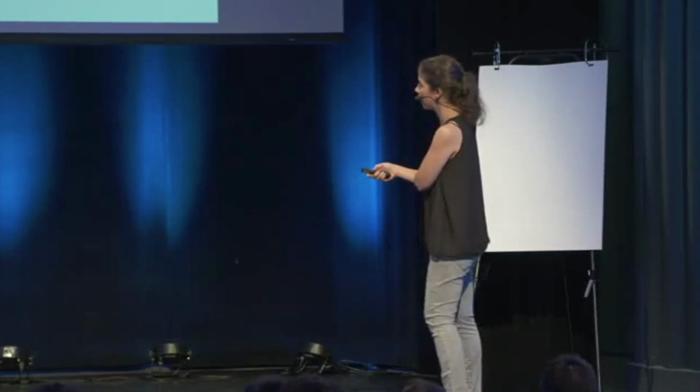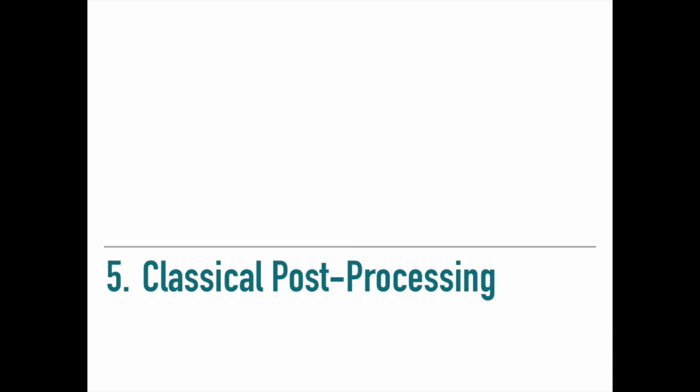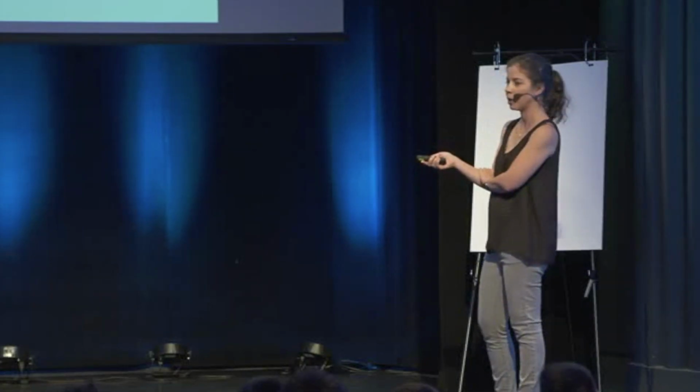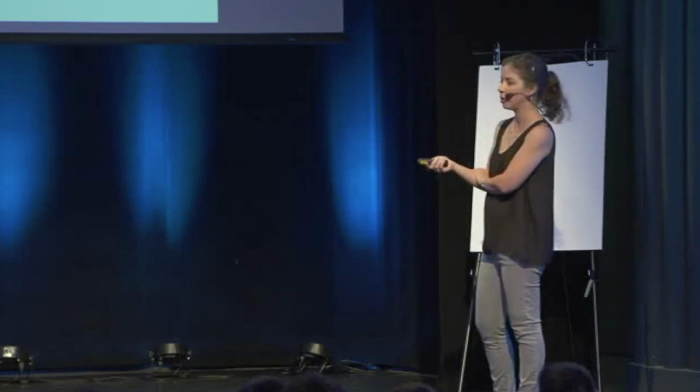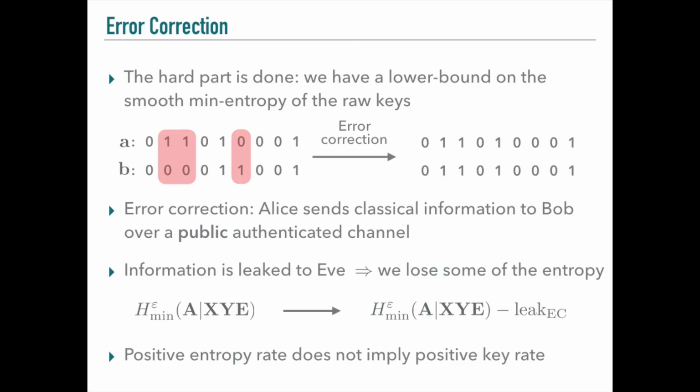Okay, so a bit quickly about the classical post-processing. We have the entropy. This was the hard part. Now we need to do some error correction. Okay, I apologize, I'll do it really quickly. So we have the raw keys that we got from the generation rounds. You can see they're not necessarily the same. So we need to apply another protocol, an error correction protocol, that will make sure that Bob corrects his key to Alice's key.